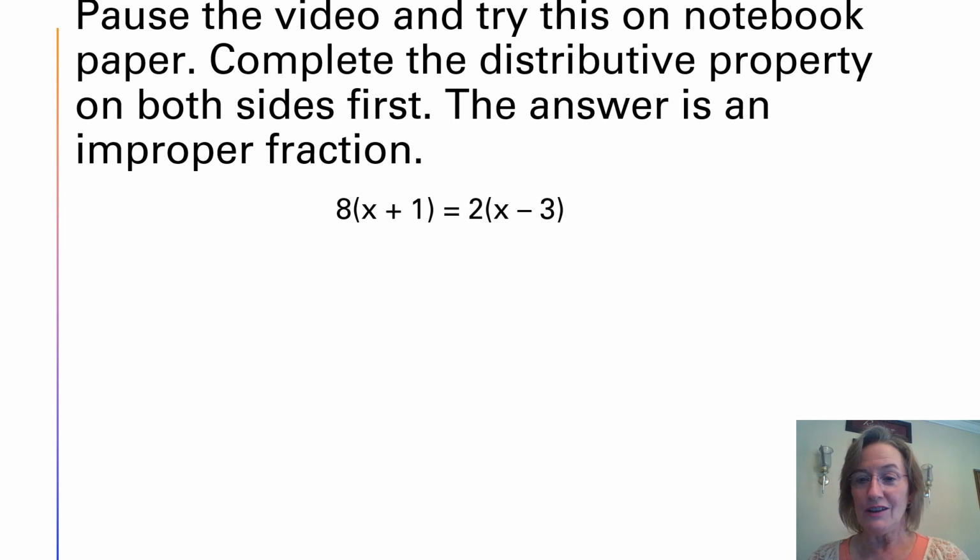Okay, let's try another one. Now this is a little bit different because look, you have x's on both sides and you're going to have to do the distributive property on both sides before you begin to solve for x. Go ahead and write that one on notebook paper and pause the video and try that.